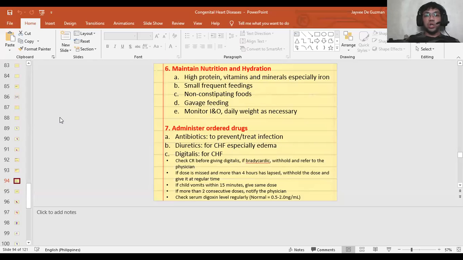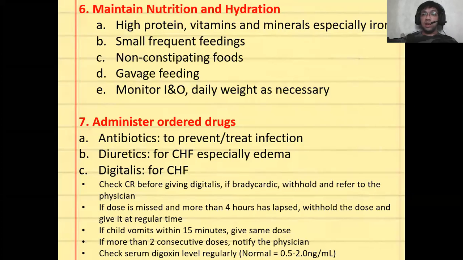Next, maintain nutrition and hydration. We give high protein and vitamins and minerals, especially iron, because iron is needed by these infants in order to promote the oxygen binding capacity of the blood. Small frequent feedings would be needed by these children, and non-constipating foods that are high in fiber. Gavage feeding, we've already mentioned that earlier, and monitor the patient's intake and output. We need to weigh the patient daily as well.